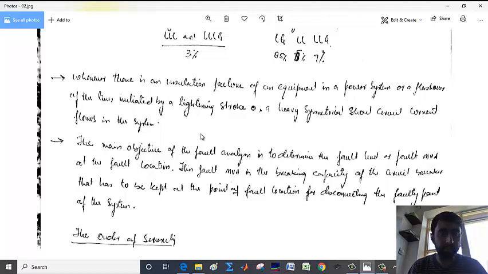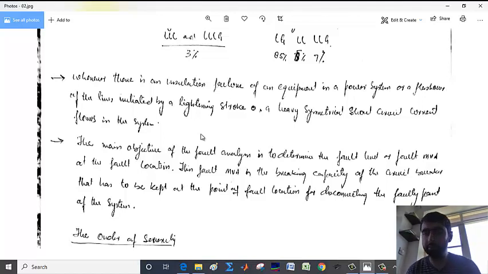Similarly, this can be caused by a lightning stroke. It directly falls on the transmission line, and the air between the conductors, which acts as an insulation, breaks down because of the lightning. Because lightning has high voltage, and the breakdown strength of air is only 30 kilovolt per centimeter.